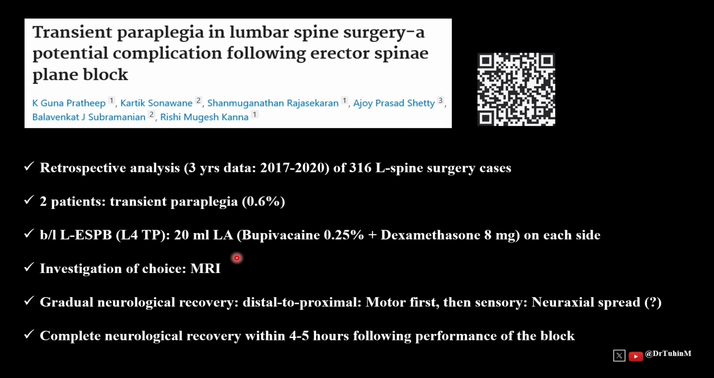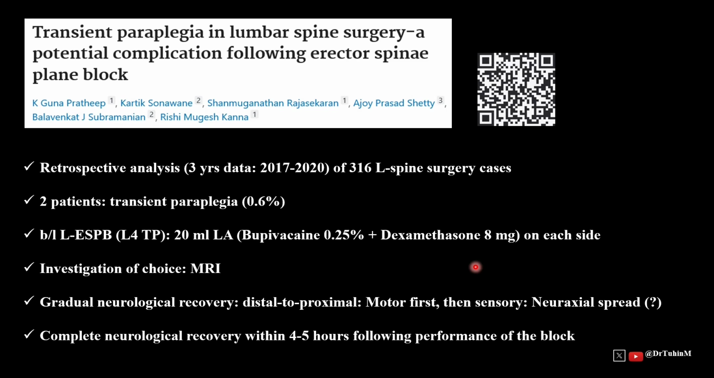There was transient paraplegia noted after extubation, and it took almost 4 to 5 hours from the placement of the block. Both patients recovered fully, motor first and then sensory, which looks like a neuraxial spread. The MRI was completely normal in the post-operative period. This kind of complication we have to keep in mind when we are thinking about erector spinae plane block with higher volume or higher concentration.